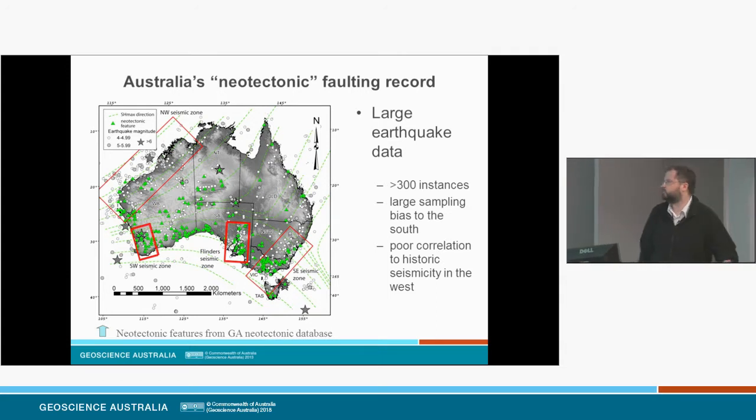Now, we don't have many features in the north. That's probably a sampling bias rather than an absence. So that's an absence of evidence, not evidence of absence. But generally speaking, in the southern part of Australia, we get a much better correlation with historic seismicity than in the west.